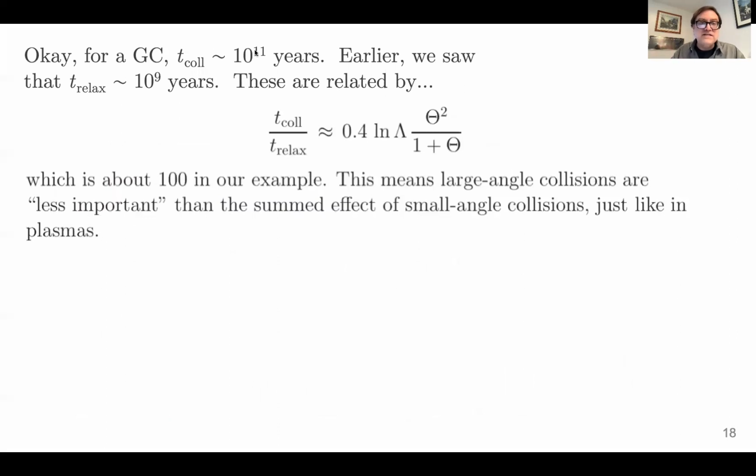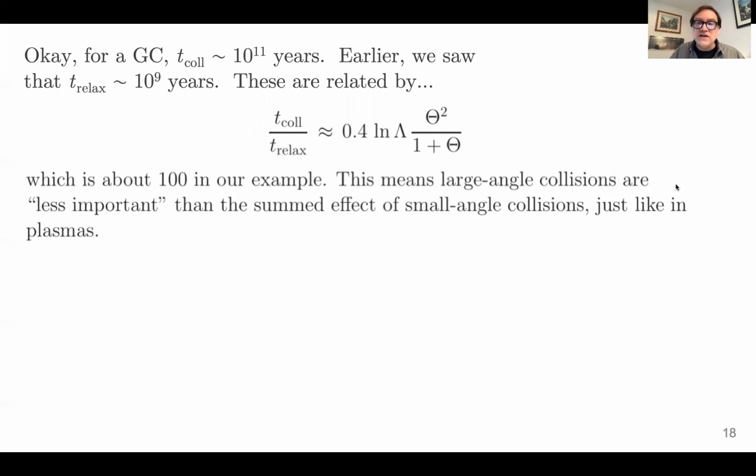It's several orders of magnitude longer than the relaxation time that we worked out in the previous video. And in fact, Binney and Tremaine shows that you can relate the two, just like we related the nu small angle and nu large angle, those two different components of the total collision rate in Coulomb collisions, right? It had to do with the Coulomb logarithm. It's a little bit more complicated for the gravitational focusing problem, but you can show that this ratio is about 100, as we've seen here.